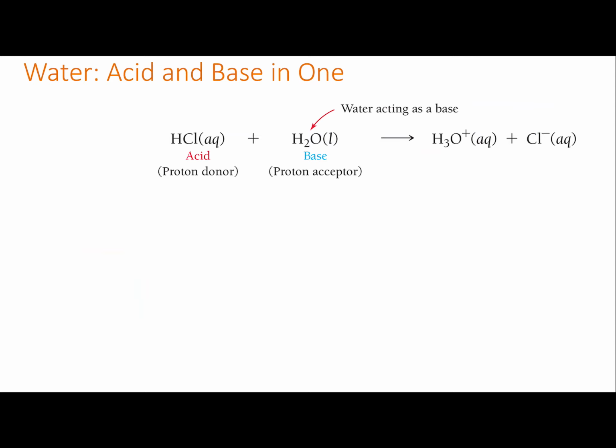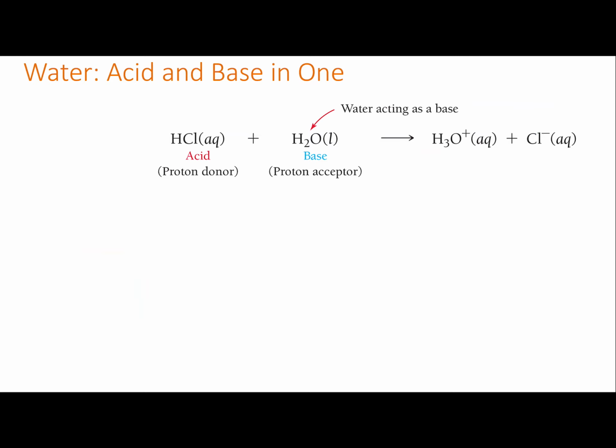Okay, water is amphoteric. This is just showing you that again. Now, we're going to use this to spring off on a definition of acid and base that we can use our pHs for. So again, amphoteric means you can be either an acid or a base. Pure water can do this with itself even.